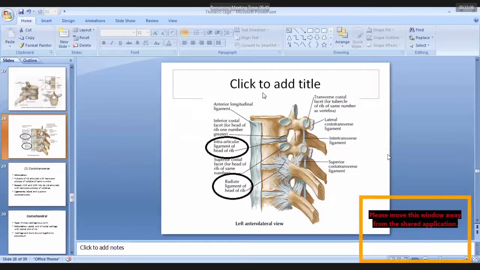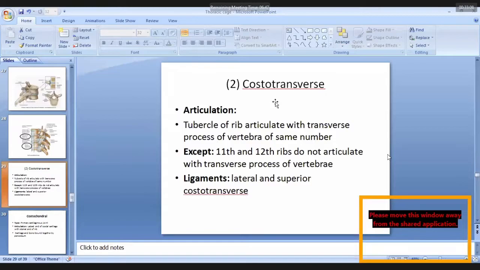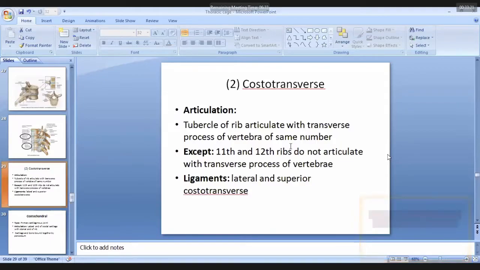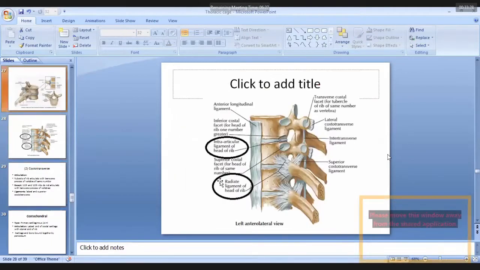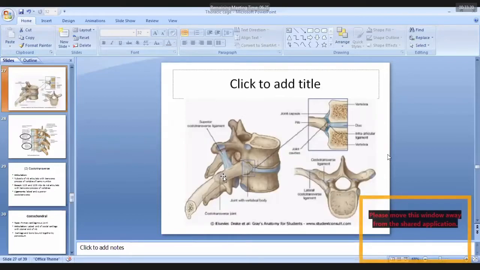The second type of joints are known as costotransverse joints. The costotransverse joint is a joint between the tubercle of the rib that articulates with the transverse process of the vertebrae of the same number. So here is the tubercle of the rib that articulates with the tubercle or facet that is present on the transverse process of the vertebrae of the same number.